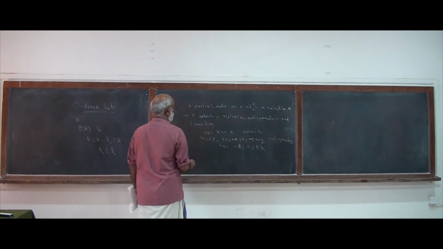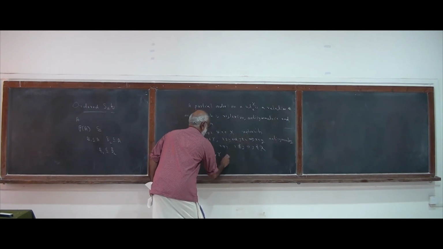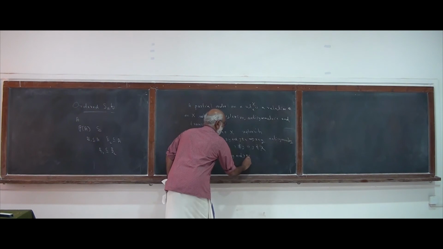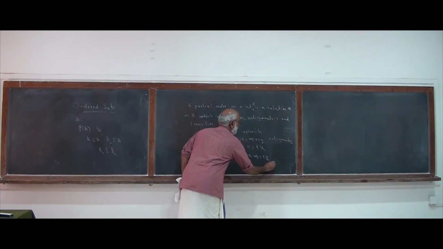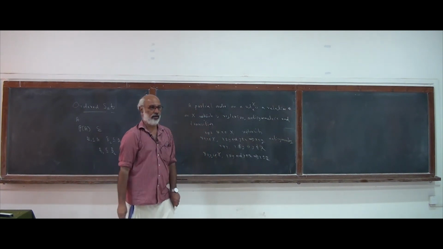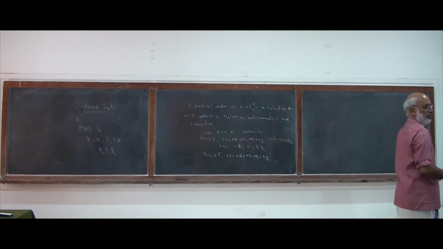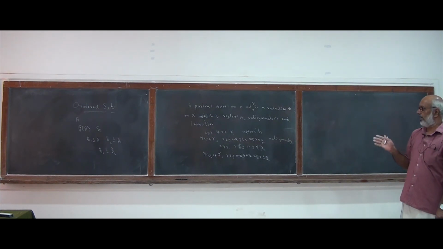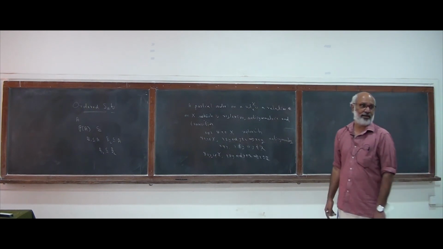And what is meant by transitivity? For every x, y, z in X, x less than or equal to y and y less than or equal to z implies that x is less than or equal to z. This is the transitive property. So a partial order is a relation with these three properties: reflexivity, antisymmetry, and transitivity.